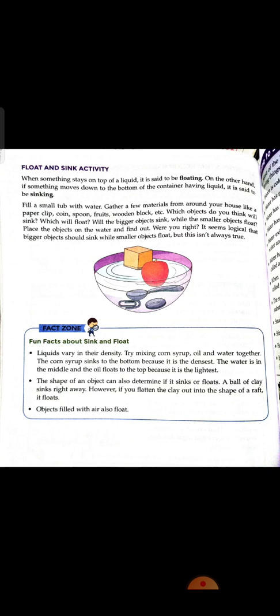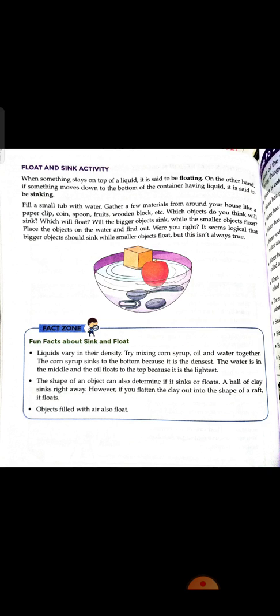Which one is a floating object and which one is a sinking object? It seems logical that the bigger object should sink while smaller objects float, but this isn't always true. Just like I said, the weight decides whether it will float or sink, not the size of the object. The floating and sinking mechanism depends on the weight of the object, neither on the size of the object.